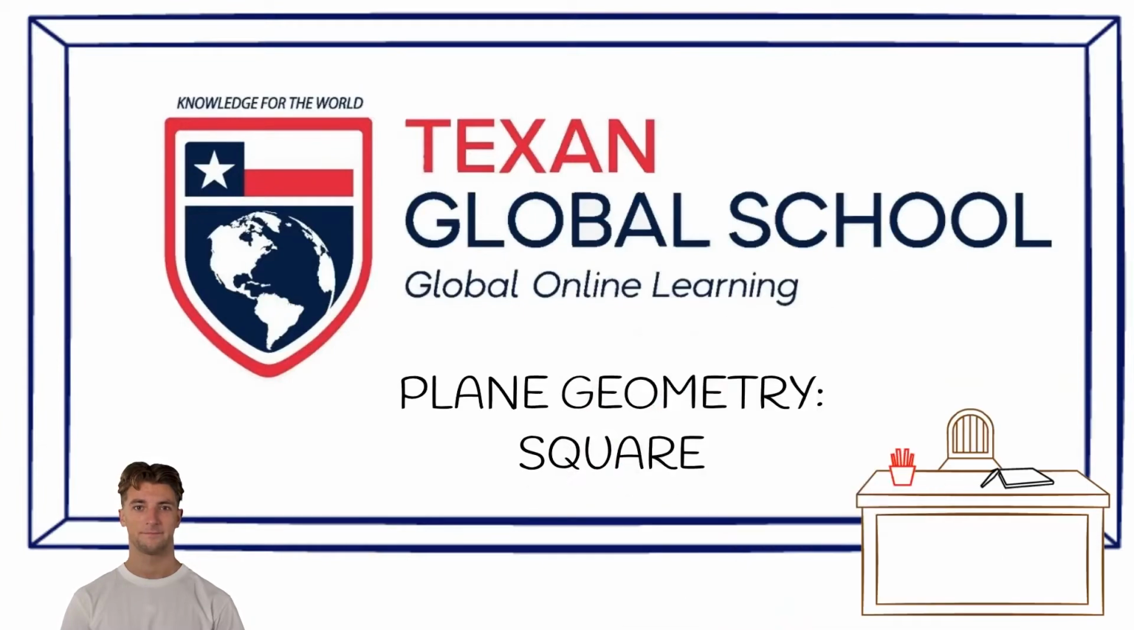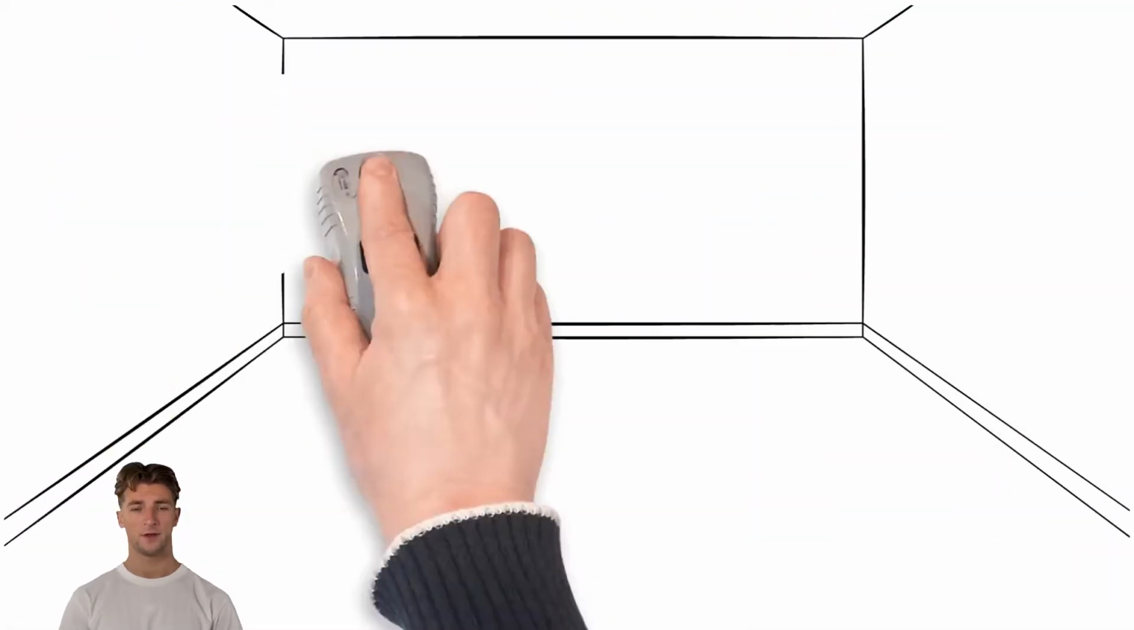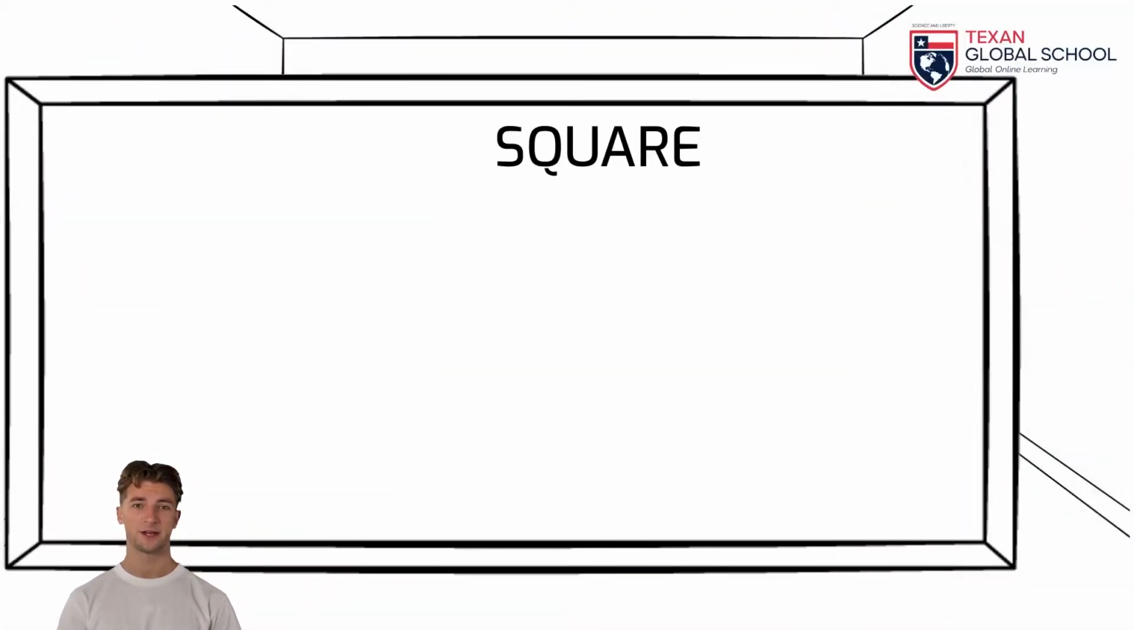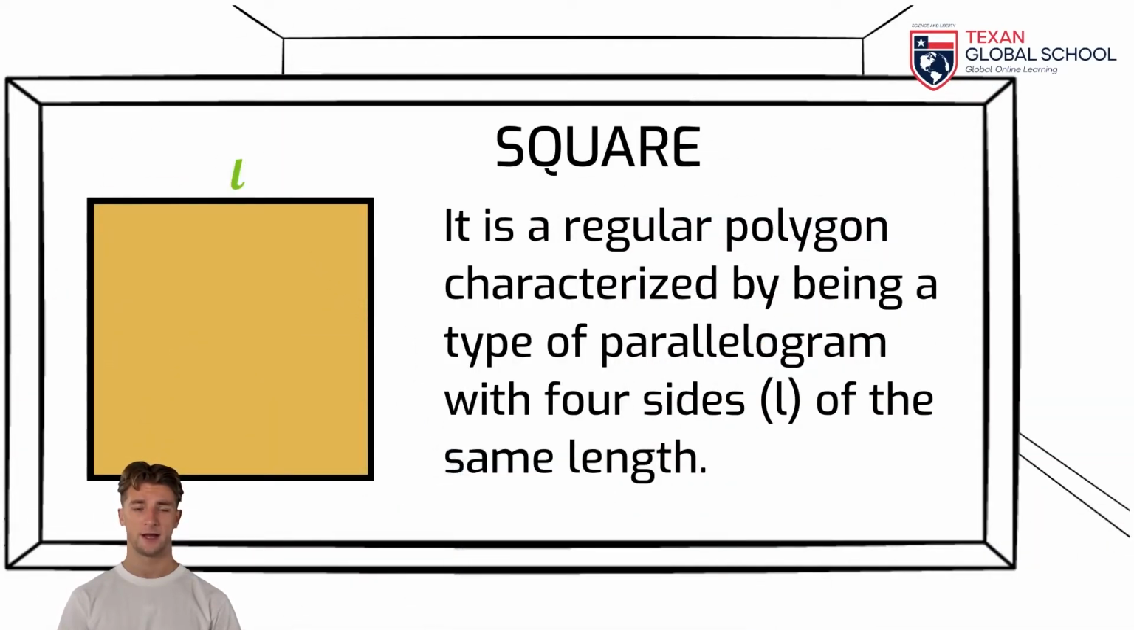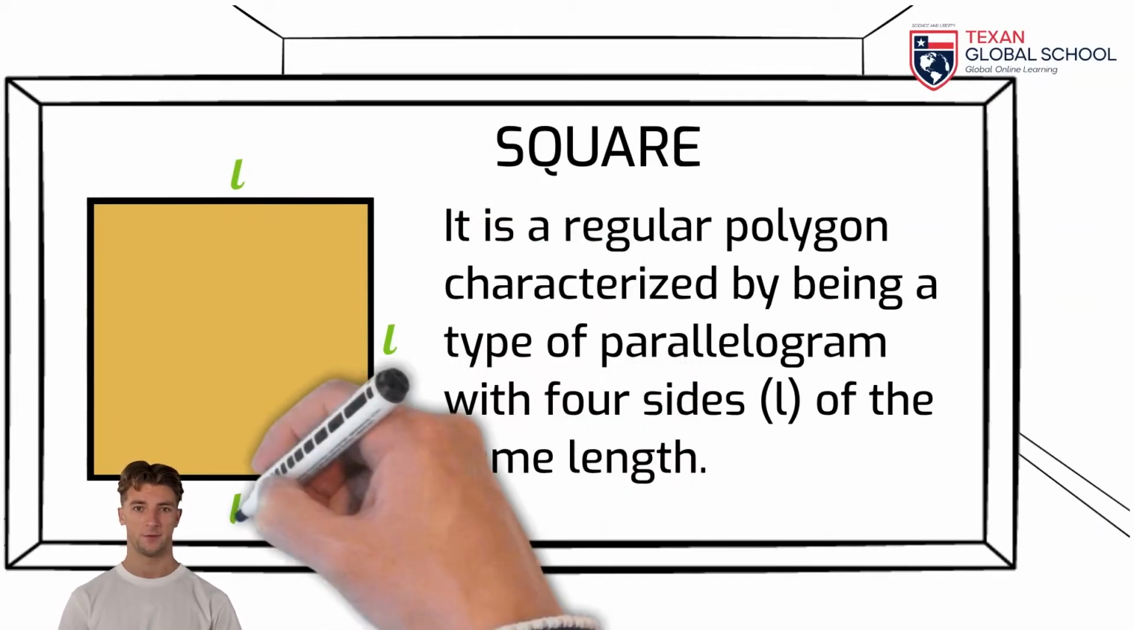Square. The square is a regular polygon. It is characterized by being a type of parallelogram with four sides of the same length. Each of its sides is denoted by the letter L.